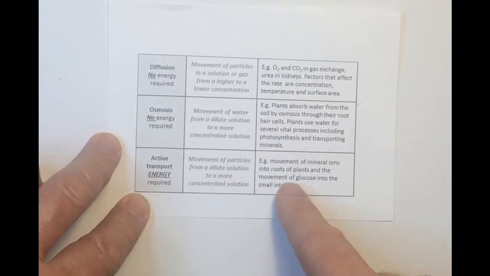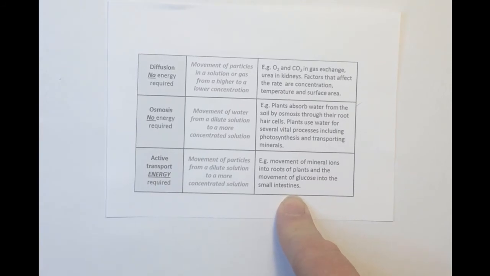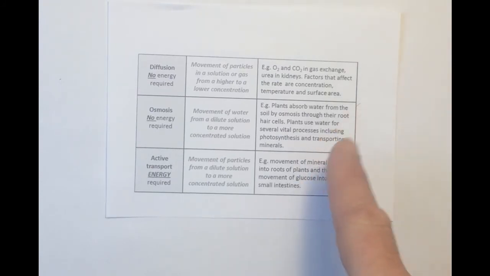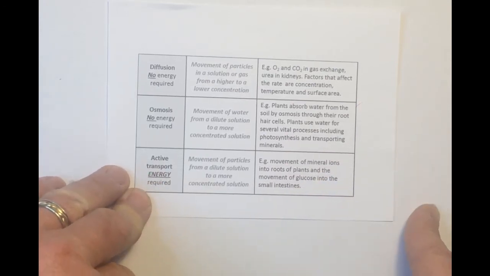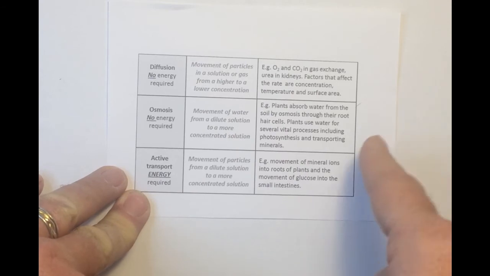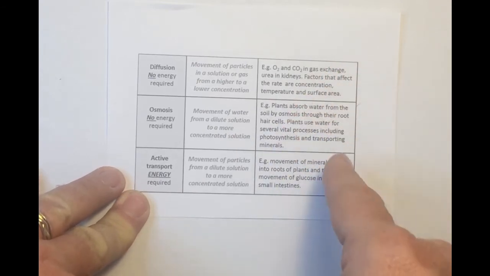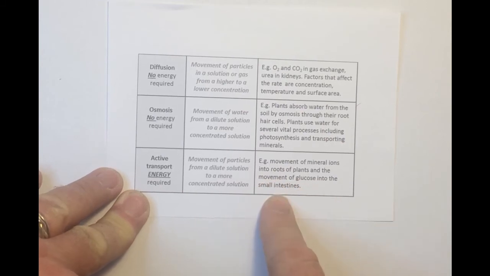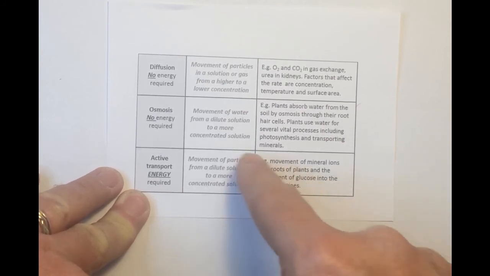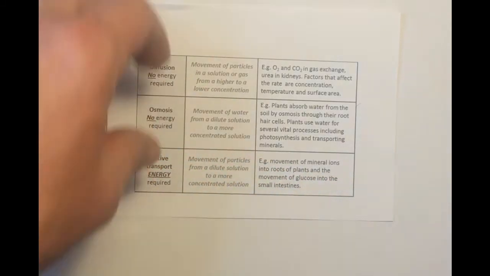The other one is the movement of glucose into the small intestine. So for us, right, where we have then got eaten whatever sugary food that we've had recently, right, there's less glucose in our small intestine, right, than there is in the blood. So basically what happens is we have to use up energy to take the glucose out of our intestine into the blood. That is again active transport.